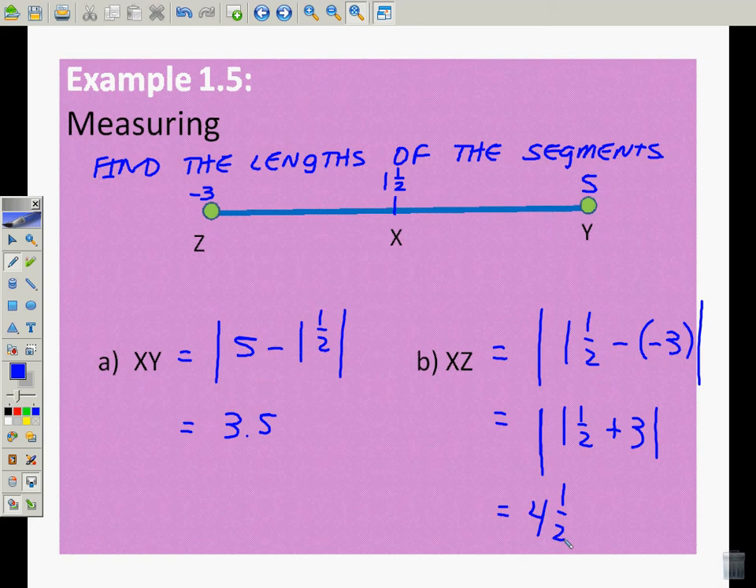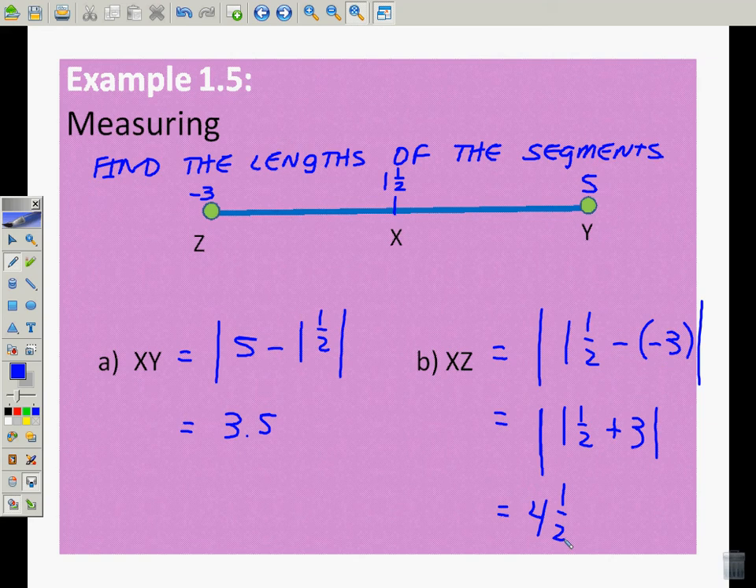Were you able to do those on your own? If so, great. If not, that's fine. Go back, replay the examples, figure out what you did wrong. And then maybe see if you can find the length of ZY. I don't know, maybe you want to do that.